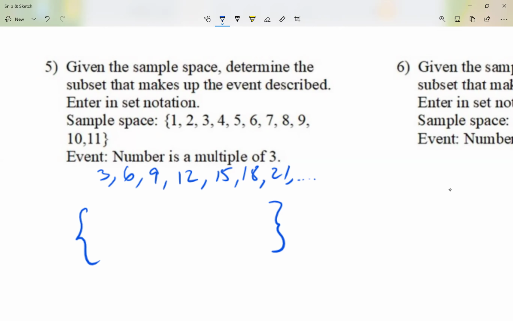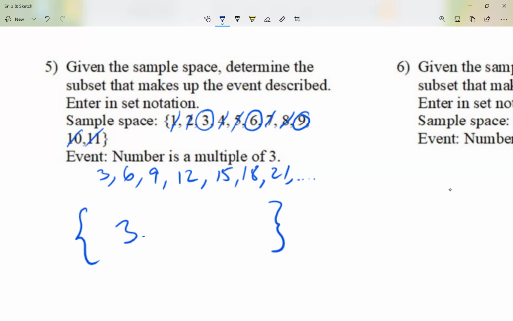From those numbers, which numbers are from our sample space, right? So I'm looking at my sample space. 1 and 2 are not multiples of 3. 3 is. 4, 5 are not multiples of 3, but 6 is. 7, 8 are not, but 9 is. 10, 11 are not multiples of 3. So my only numbers that were multiples of 3 here were the numbers 3, 6, and 9. So I'm just going to go 3, comma, 6, comma, 9.